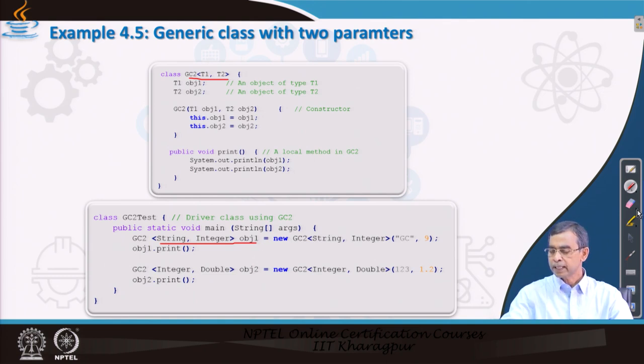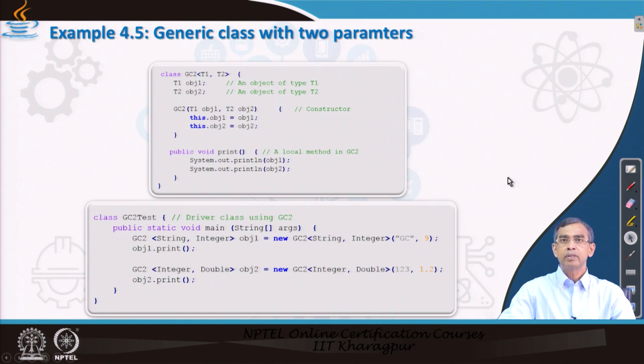So if it works for two types, it should also work for any number of types. In that case, only the number of type parameters that you want to mention, you have to write it here, and that is all. So, this is basically the idea that it will work for you.